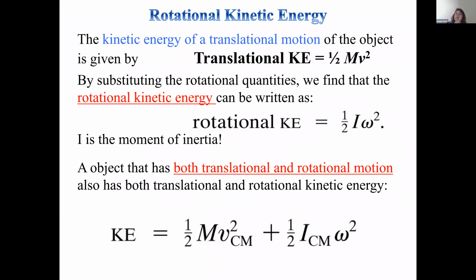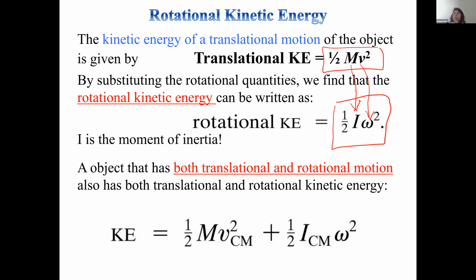Now, you remember that translational kinetic energy we calculated by using this formula. Now because of the rotation, velocity needs to be replaced by omega, that's angular velocity. Mass I need to replace by mass distribution, that is moment of inertia. Now my formula for the rotational kinetic energy will be half times I times omega squared.